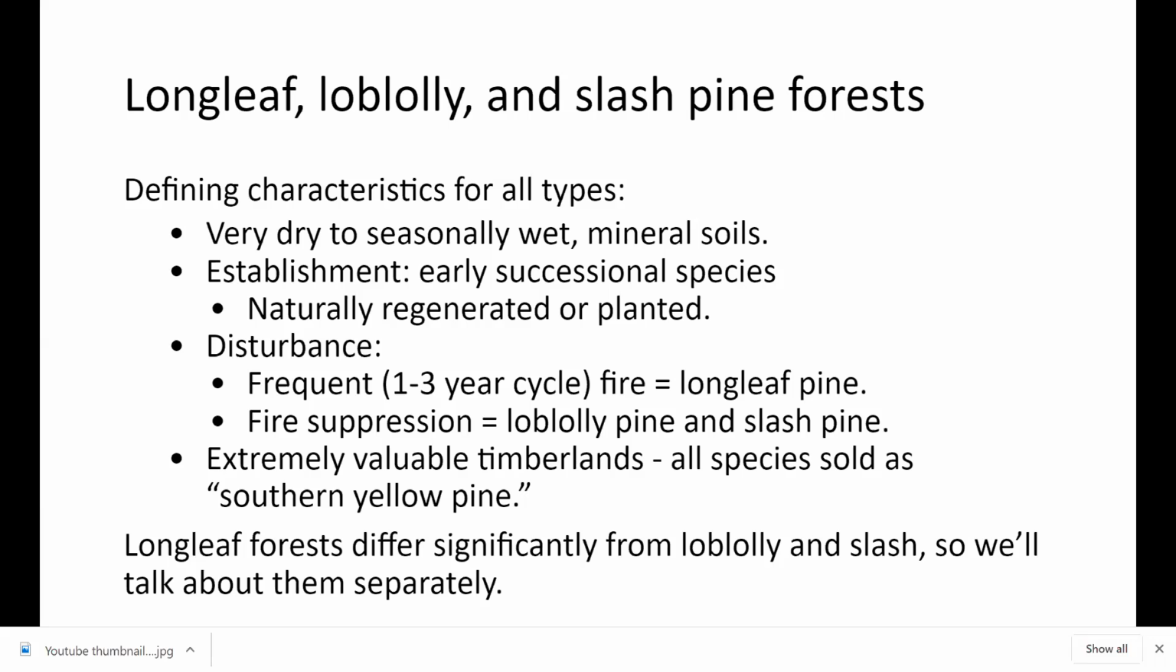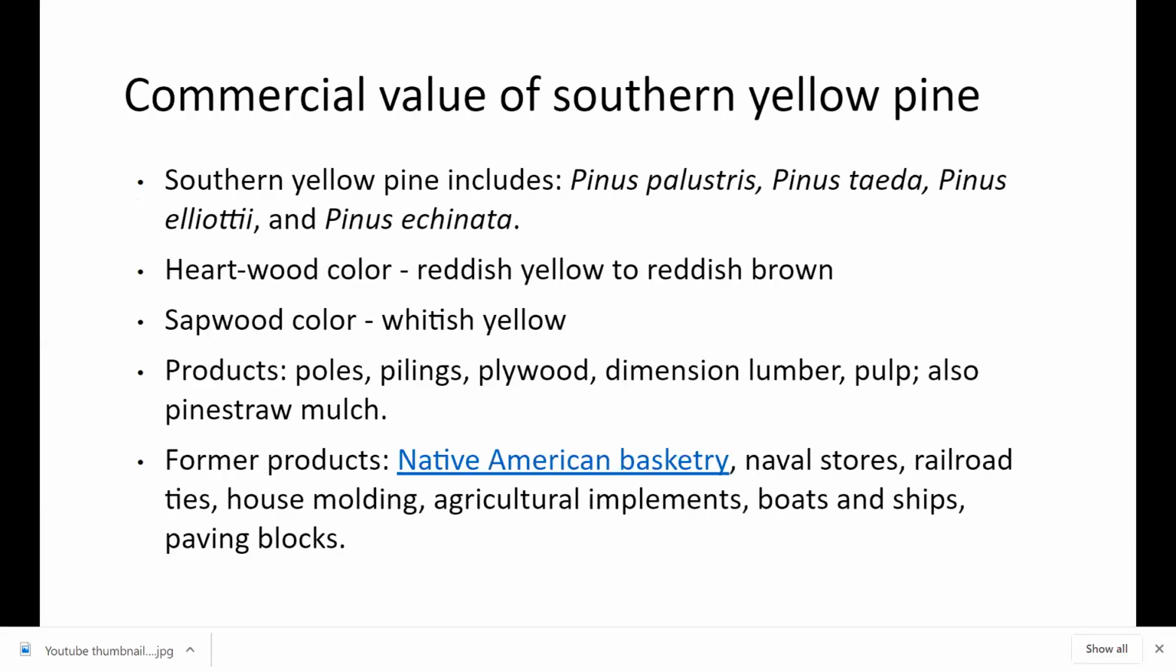These forest lands traditionally are extremely valuable. Any kind of pine that's sold out of this, if you go to Home Depot, it will be sold as southern yellow pine. So that could be any of these 3 species. And we're going to talk about longleaf separately because it is such a different forest type, but they are all southern yellow pines. They are all part of a southeastern evergreen forest type. So southern yellow pine is extremely valuable, and it can include any of the species.